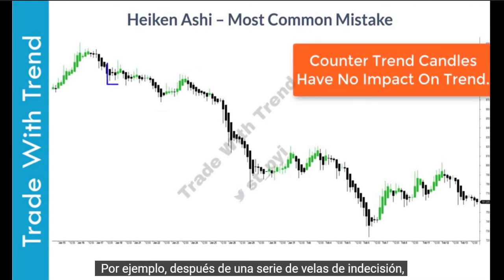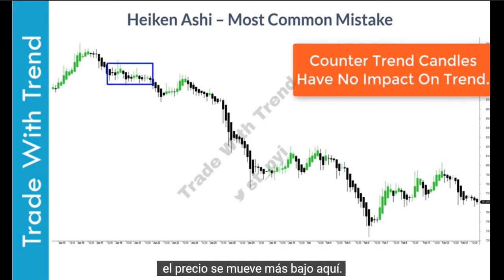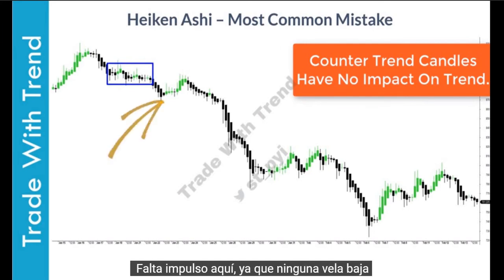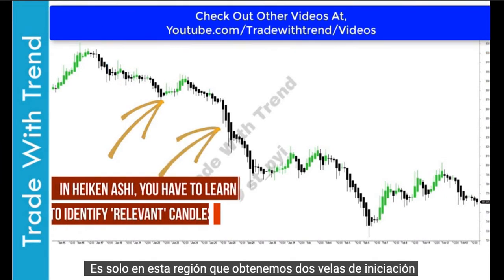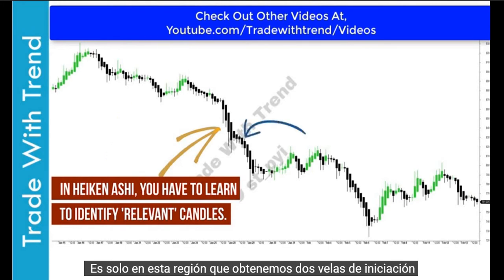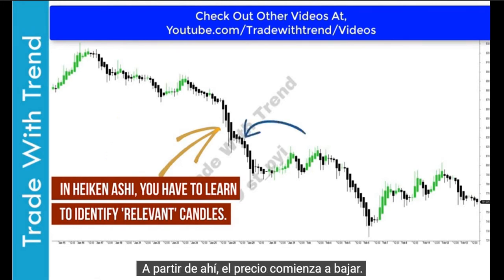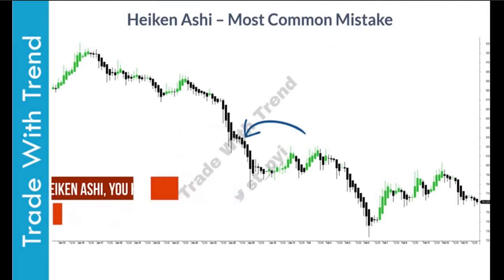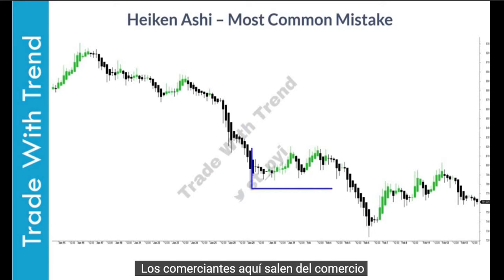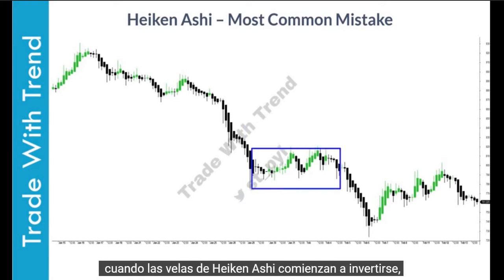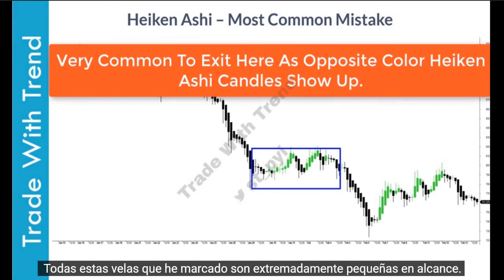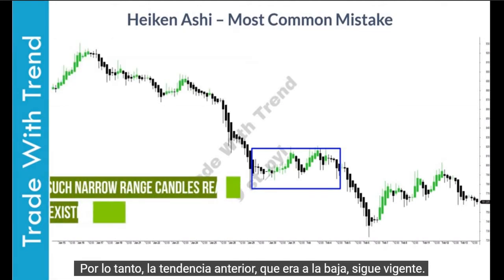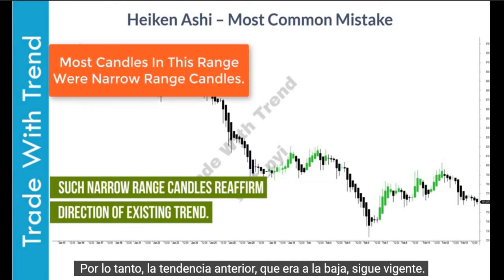For example, after a series of indecision candles, price moves lower here. Momentum is missing here as neither down candles nor up candles are initiating trend candles. It is only in this region that we get two initiation candles followed by confirmation candles. From there on, price starts to move lower. Now look at these candles here. Traders here exit the trade as Heikin Ashi candles start reversing. Whereas these candles, if you see, have no bearing on the existing trend. All these candles I've marked here are extremely small in range and have no element of momentum. Therefore, the prior trend which was down is still in place.